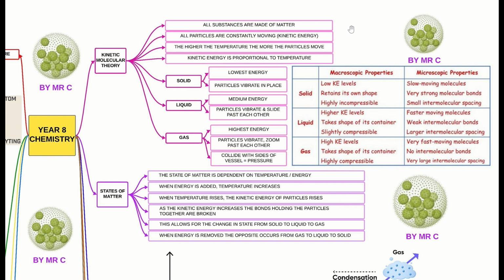All right, if we get down to the 3 states of matter, we have solids that are of the lowest energy, and the particles are standing in place, vibrating against each other. Then we have liquids, which are of medium energy, and the particles are vibrating, but they're also sliding past each other. Then we have gases that are the highest energy, and the particles not only vibrate, but they zoom past each other, and they collide with the sides of a vessel, which we know as pressure.